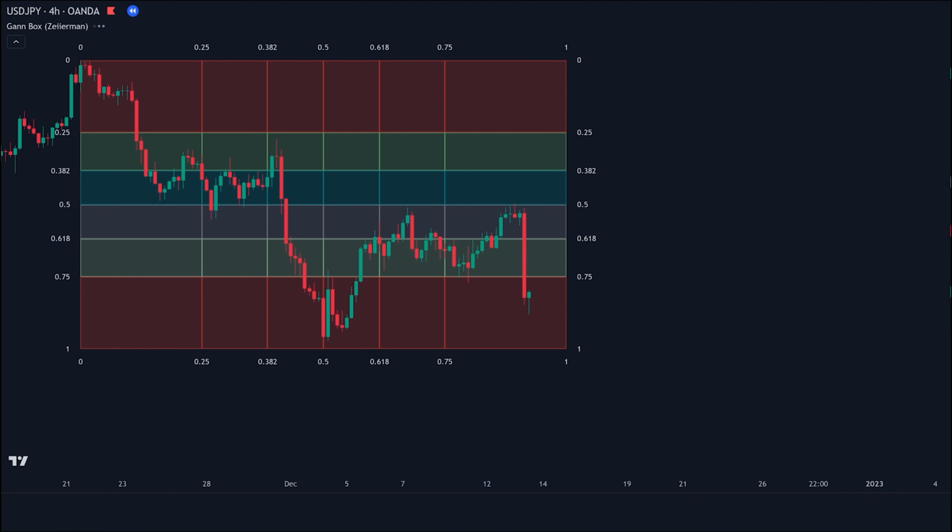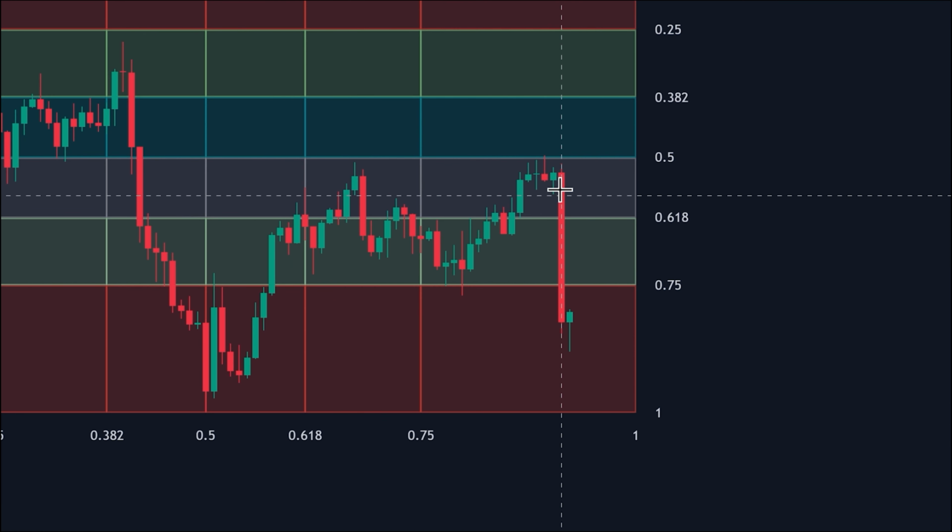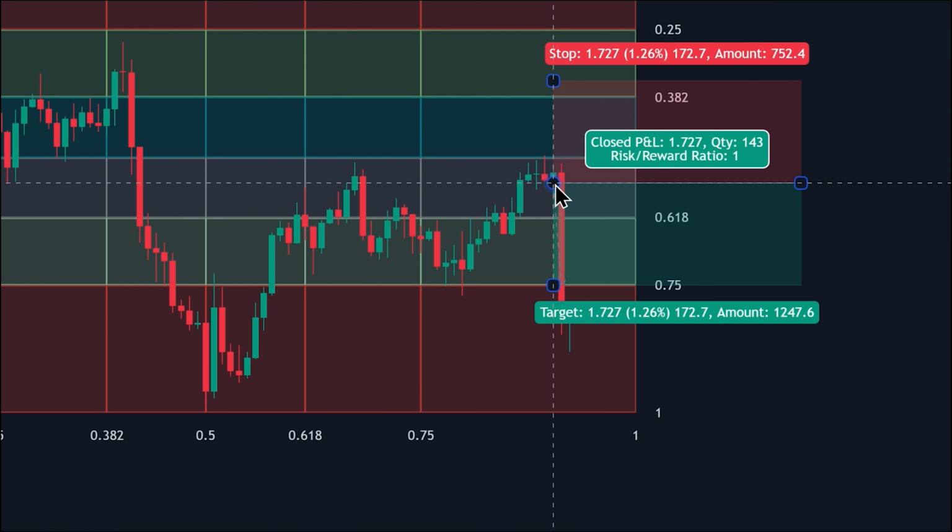Since all the components we currently have enabled are signaling a valid sell entry, and we can see that the 0.5 level is acting as resistance, let's enter into the position. For the best sell position, enter the trade once the price bounces off the 0.5 level.